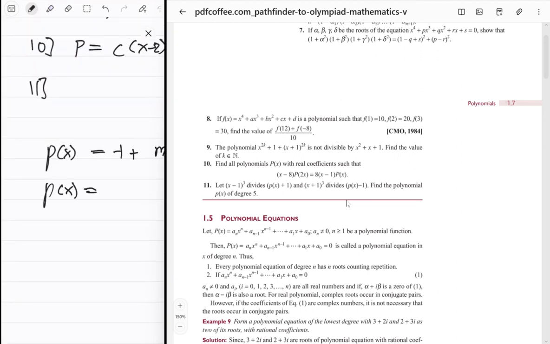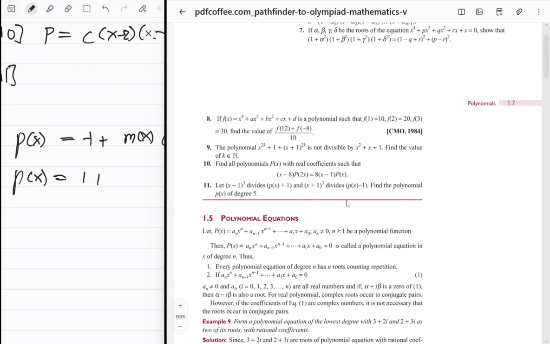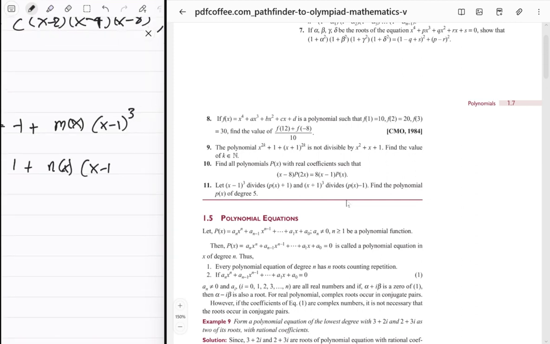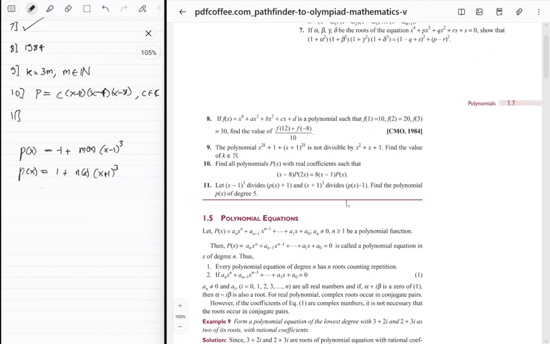So this can be written as 1 plus n of x, but that's another polynomial, and then (x plus 1) to the power of 3, right? Okay, that's what you can say about p of x. Interesting. And then we have to figure out what p of x actually is.